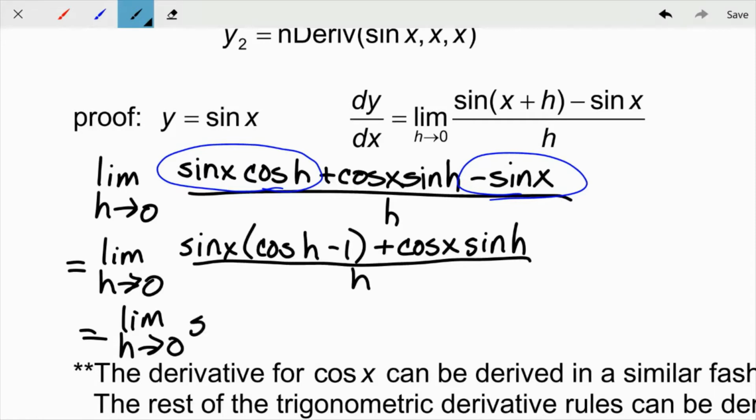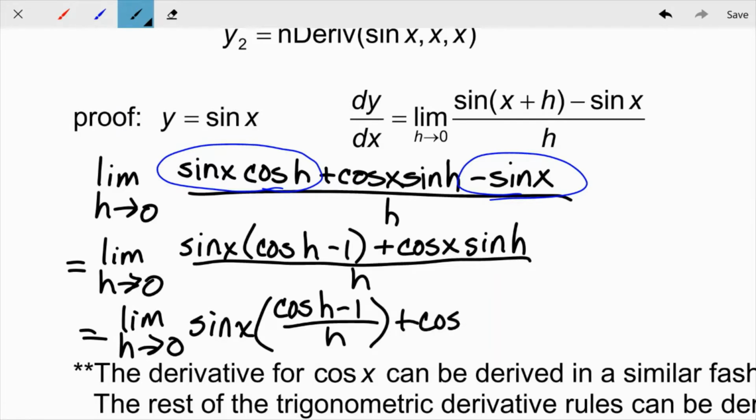So I've got the sine of x multiplied to the cosine of h minus 1 divided by h, plus the cosine of x times sine of h over h. Okay, so remember, it's the limit of all of that.